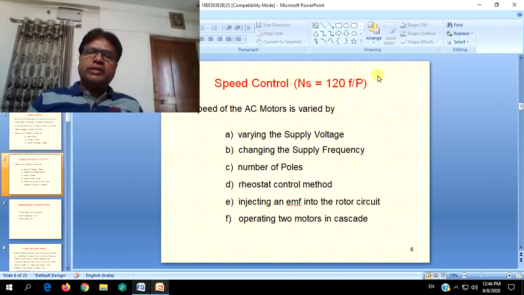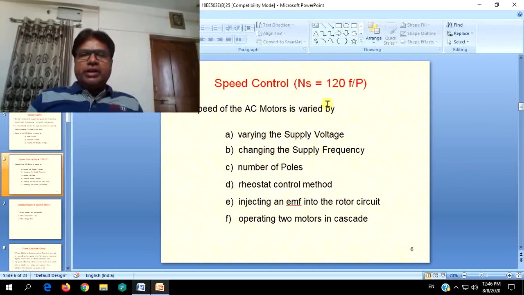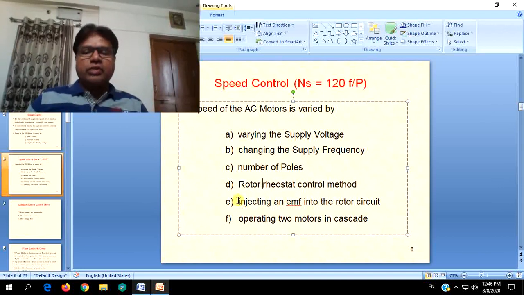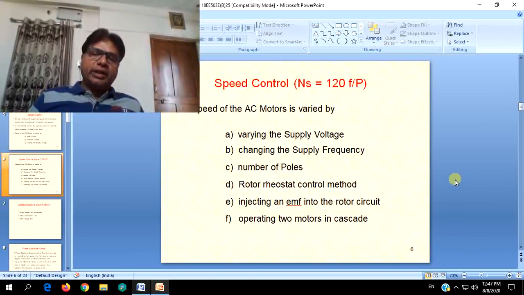So mainly this is the governing equation for the speed control of AC motors, and depending on this, speed can be controlled by varying the supply voltage, varying the supply frequency, varying the number of poles, and the rheostat control method, which is basically suited for slip ring induction motors. It is called the rotor rheostat control method, where speed is controlled from the output side, or the rotor side, of the induction motor. Rotor rheostatic control can be done only in the case of slip ring induction motors.